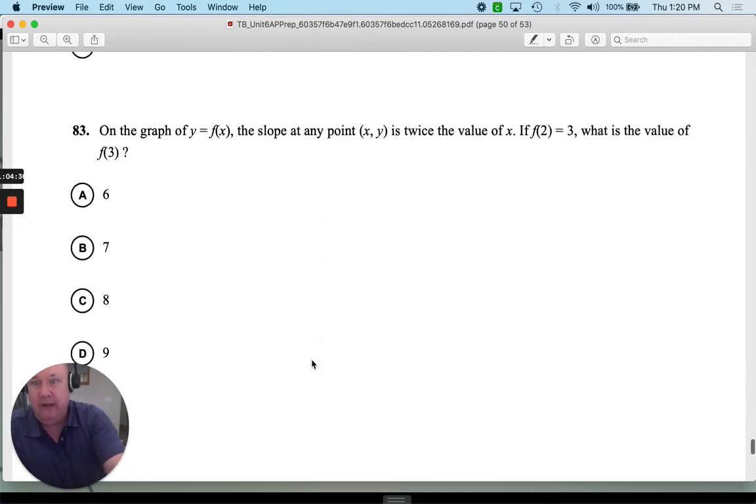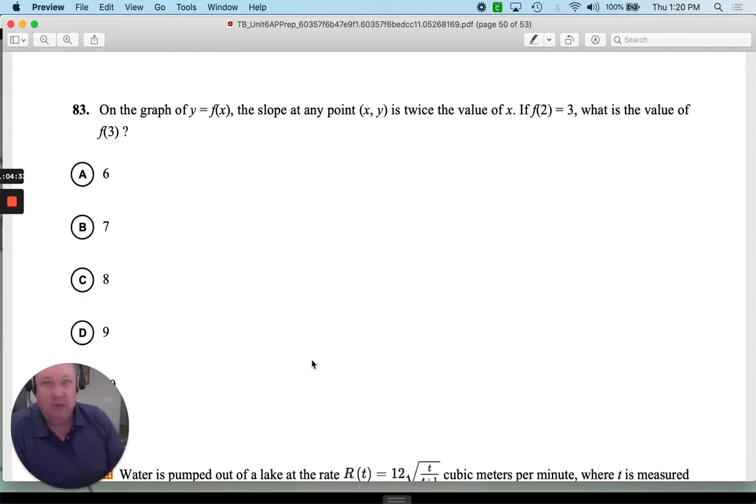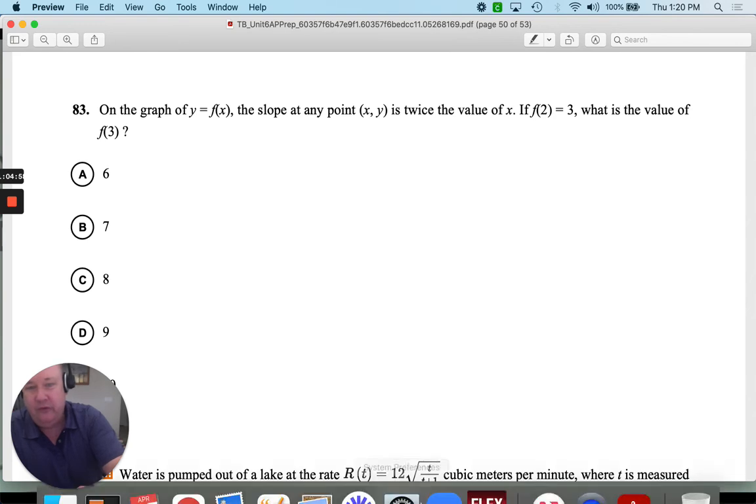So there's the answer. 83. On the graph y equals f at x, the slope at any point is twice the value for x. And this is a starting value problem. F at 2 equals 3. So the starting value of the function is 3. And then we're integrating from 2 to 3. And slope means derivative. It's twice the value of x, so it's 2x. So there's the setup to find the value.